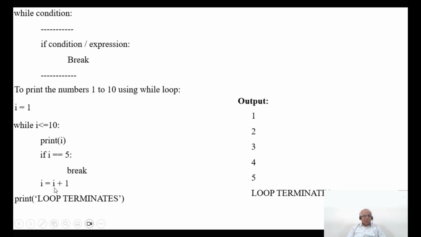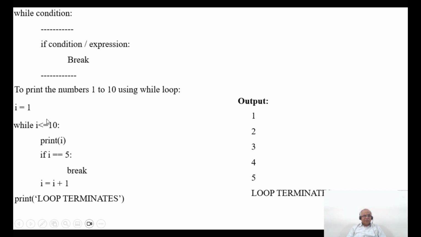So it comes to this now. Then it will take the increment to 3. Is 3 less than or equal to 10? The condition is true, so print 3. Then is 3 equal to 5? No, the condition is false, then it will increment by 1, so it becomes 4. I is equal to 4. Is 4 less than or equal to 10? The condition is true, so print 4. Then is 4 equal to 5? The condition is false, then it will take the increment, 4 plus 1, it becomes 5.